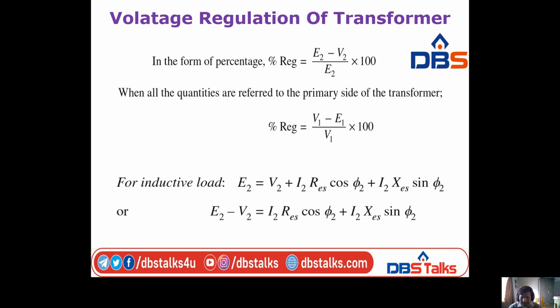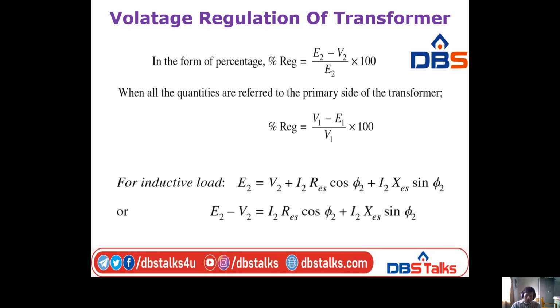For inductive load, E2 is equal to V2 plus I2 R equivalent cos phi 2 plus I2 X equivalent sin phi 2, where the sign is plus or minus. Generally, for inductive load, X contains a positive value. For capacitive loads, it may be a negative value. For unity power factor, this term is equal to 0.